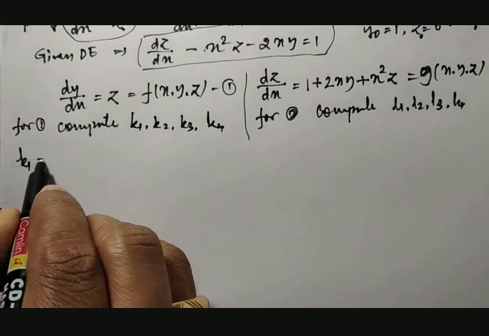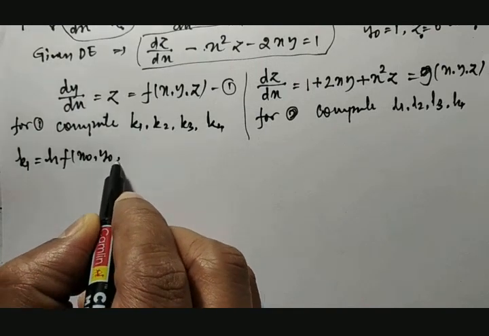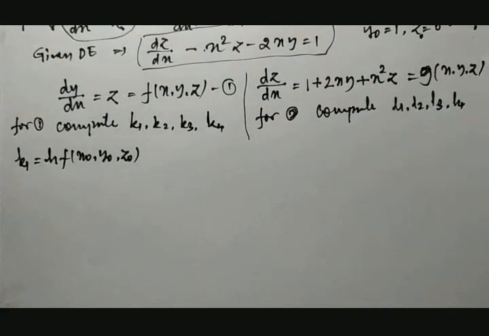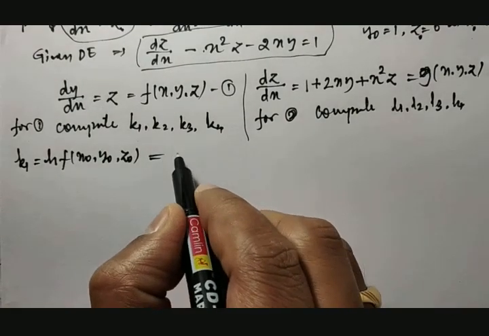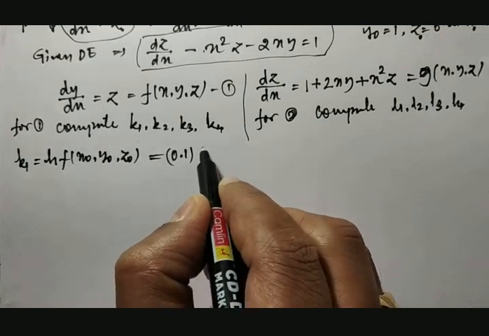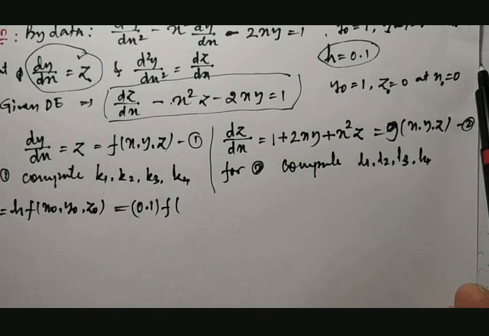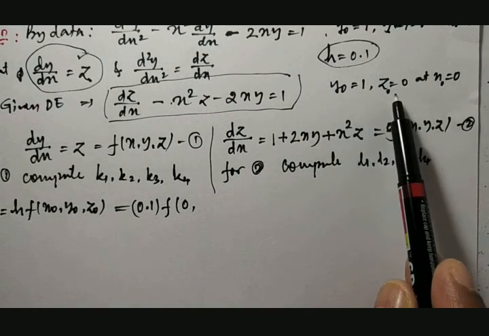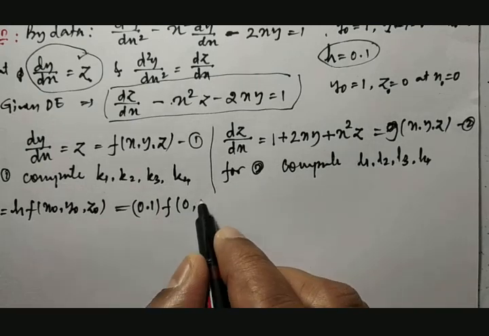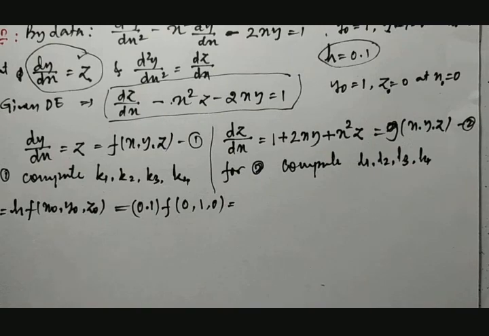First K1. What is the formula for K1? H into F of X naught, Y naught, Z naught, which is equal to H, that is 0.1, into F of X naught, Y naught, Z naught. What is the value of X naught given? The given value of X naught is 0. Then Y naught is 1. Then Z naught is 0.